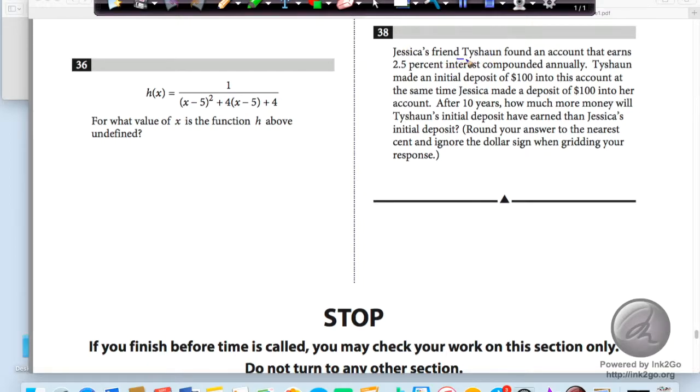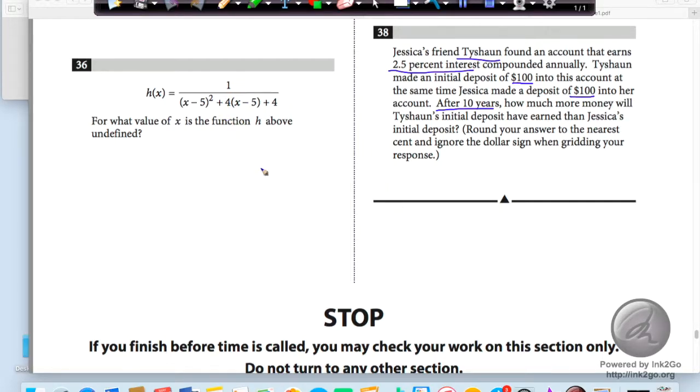Jessica's friend Tyshawn found an account that earns 2.5% interest compounded annually. So if you remember, Jessica had 2%, but Tyshawn now found 2.5% interest compounded annually. Tyshawn made an initial deposit of $100, similar to Jessica above, into this account at the same time Jessica made a deposit of $100. They're probably going to ask us to compare the two, given the fact that so many similarities are at play. It says, after 10 years, how much more money will Tyshawn's initial deposit have earned than Jessica's initial deposit?